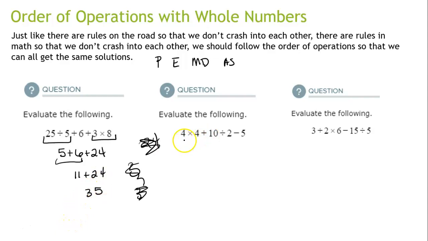Let's try another one. No parentheses on this one, no exponents, but there is multiplication and division, which we're going to do in order left to right. And we're going to bring down what we don't use. The 4 times 4 becomes 16. I bring down the plus. 10 divided by 2 becomes 5. And I bring down the minus 5. 16 plus 5 is 21, and 21 minus 5 should have become 16 there.